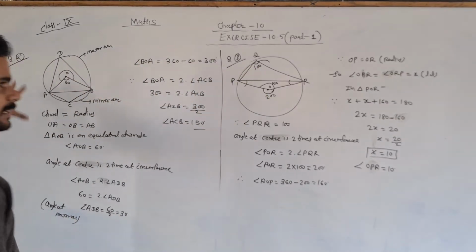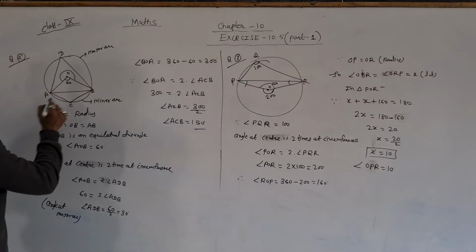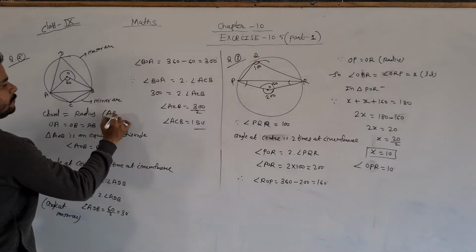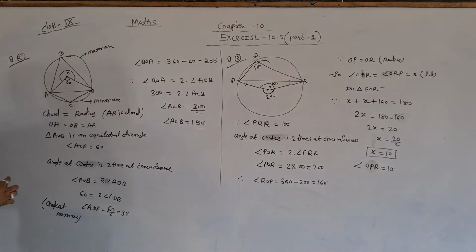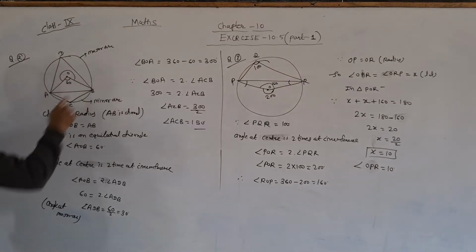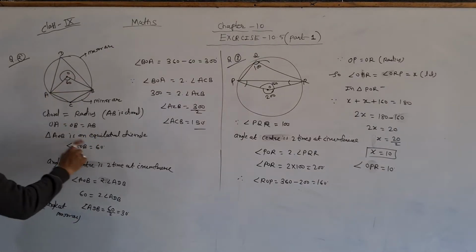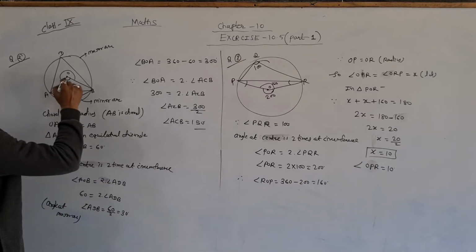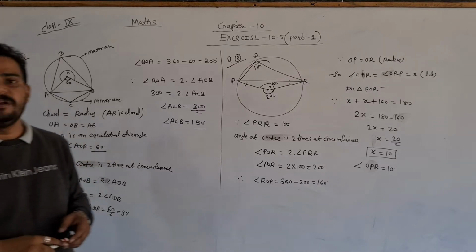The given thing is like this: this is a circle and AB is a chord of the circle. The given thing is that chord AB is equal to the radius. So it means OA is equal to OB is equal to AB. All sides are equal, so triangle AOB is an equilateral triangle. Then what is the angle in triangle AOB? 60 degrees, because it is an equilateral triangle.